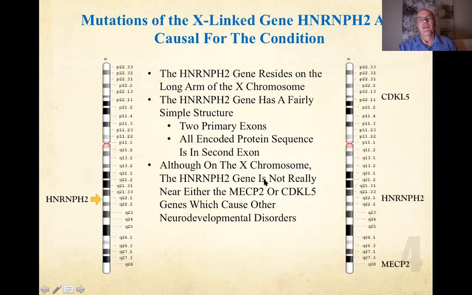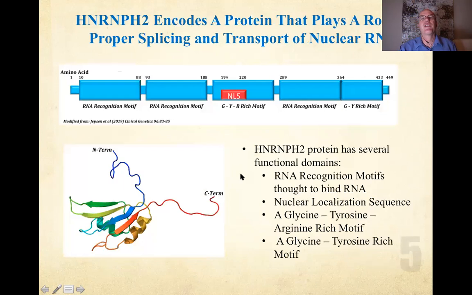Now, although this is on the X chromosome, the HNRNPH2 gene is really not near either the gene MECP2, which is at the very terminal tail end of the X chromosome on the long arm, and when mutated causes the other neurodevelopmental condition, Rett syndrome, or CDKL5, which is located far removed and on the short arm of the X chromosome, where mutations cause CDKL5 deficiency disorder. So this just illustrates that HNRNPH2 mutations are very distinct, and causally, they're very far removed from the mutations that would cause either Rett syndrome or CDKL5 deficiency disorder.